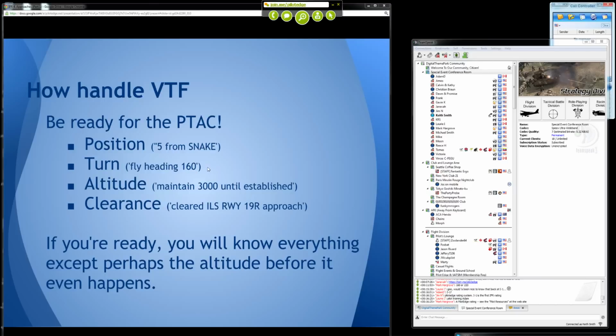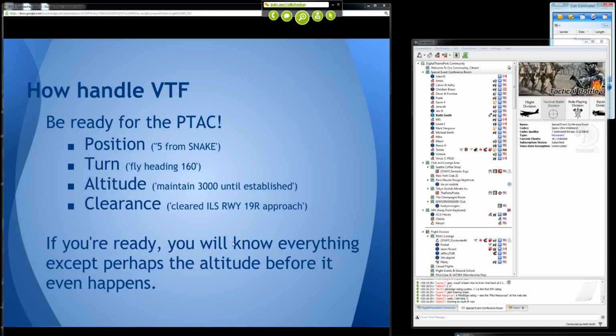And so your readback can just be "heading 160, 3 till established, cleared approach." And please read it back fairly quickly, because it takes us a while to say all this, but we have to legally say all this. What I really want to hear from you is that you know the heading and the altitude, and really just the altitude. So feel free to just give me that part, and I'm happy.